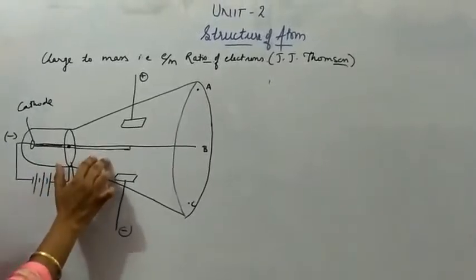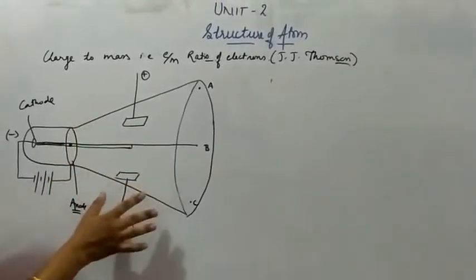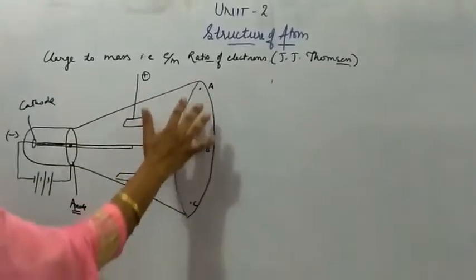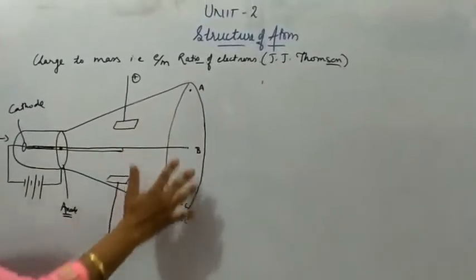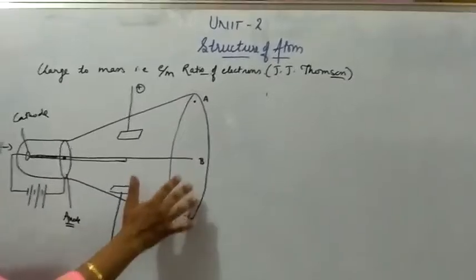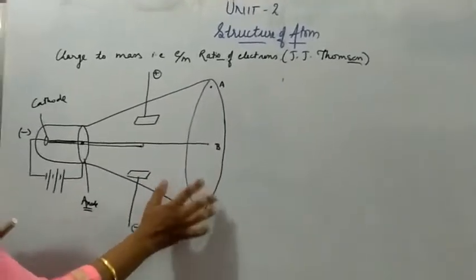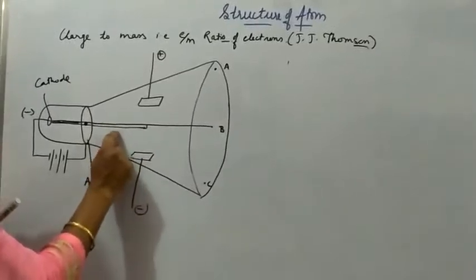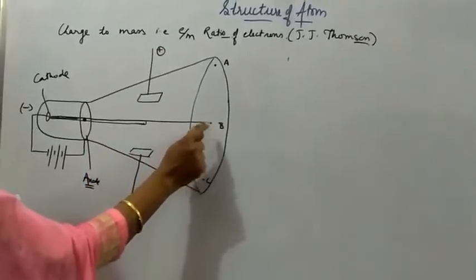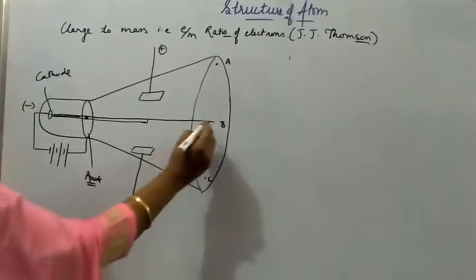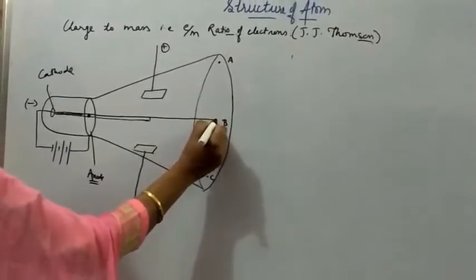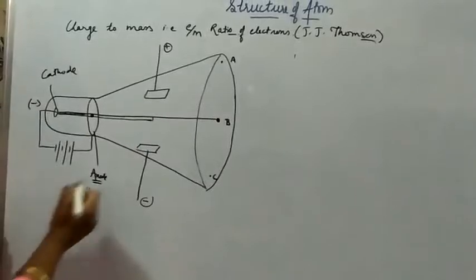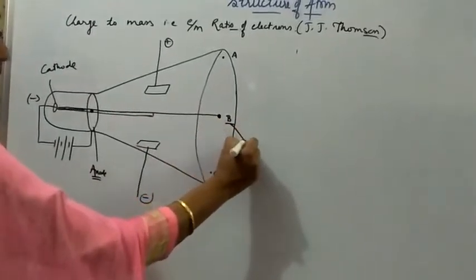Now when J.J. Thomson built the setup, this ray is made to fall on a phosphorescent screen which has got a coating. When we say phosphorescent, it means it has got a coating of zinc sulfide, right? So when this ray is made to fall on this screen, the scintillation, or we can say the fluorescence, appears at the point B, right?